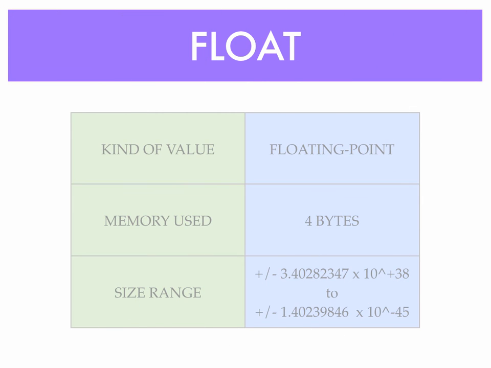Into a float, I can put a floating point number, a number with a decimal value. 4 bytes are put aside for floats, and I can hold in it a number positive and negative, 3.40282347 times 10 raised to the 38th, which means I can move that decimal position 38 positions to the right. On the other end of the range of positive and negative, 1.40239846 times 10 raised to the -45th, which means I can move that decimal position 45 positions to the left.